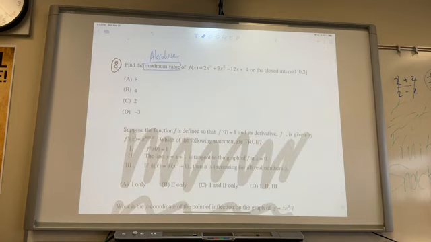Guys, absolute, and if it just says the maximum value, it means the absolute highest value. If it gives you a closed interval, do you guys remember you do endpoints, critical points? Those are my endpoints. How do I find my critical points? Derivative equals 0. Find your endpoints. Endpoints are given. Those are right here. Find your critical points.